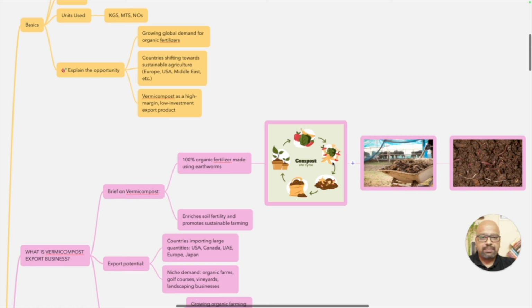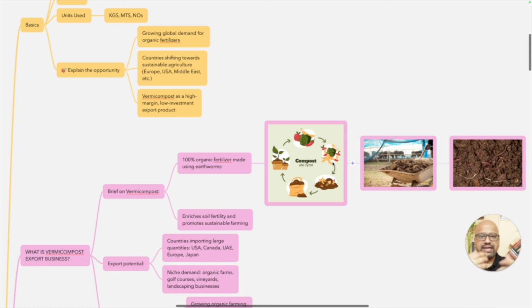Many places use compost, but what I am talking about is cow dung based compost. So here we are not using vegetable waste or kitchen waste. We are using cow dung, which is normally what we take, and then we put the earthworms on it.